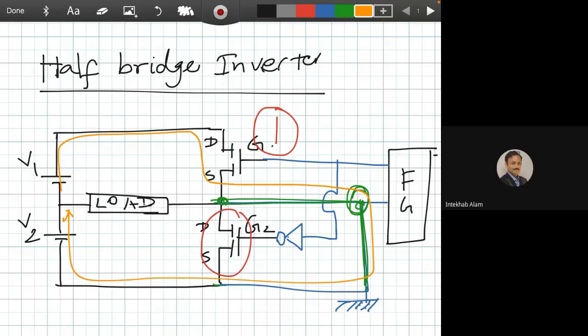Sir, I didn't understand why it will burn. Short circuit current will flow, there will be short circuit current through the drain to source and the green path.